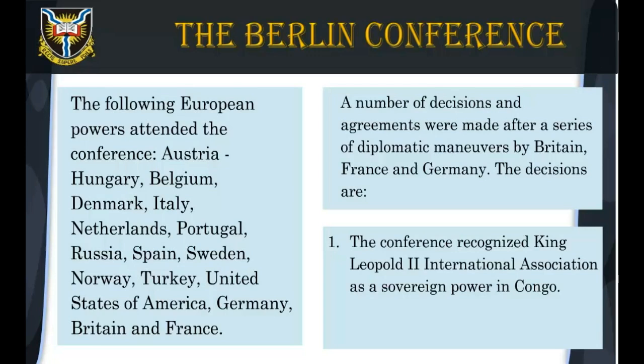The following European powers attended the conference: Austria-Hungary, Belgium, Denmark, Italy, Netherlands, Portugal, Russia, Spain, Sweden, Norway, Turkey, United States of America, Germany, Britain, and France. A number of decisions and agreements were made after a series of diplomatic maneuvers by Britain, France, and Germany. The decisions are: 1. The conference recognized King Leopold II's International Association as a sovereign power in Congo.